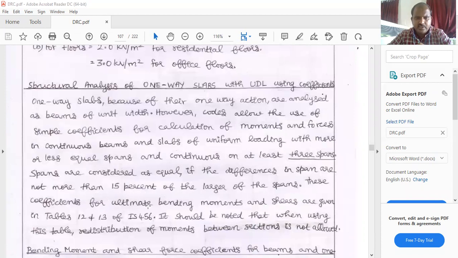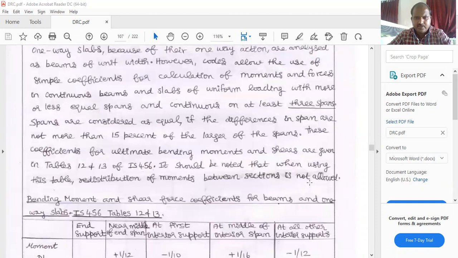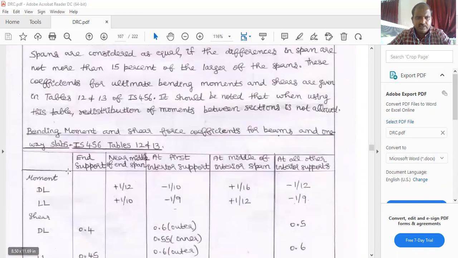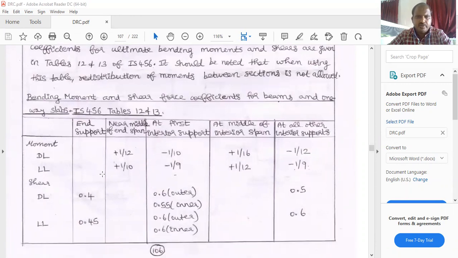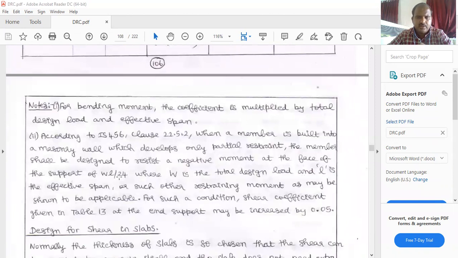These coefficients for ultimate bending moment and shears are given in tables 12 to 15 of IS 456. It should be noted that when using these tables, a redistribution of moments between sections is not allowed. And these are some formulas of bending moment and shear force coefficients for one-way slabs. Note that for bending moment, the coefficient is multiplied by the total design load and effective span.